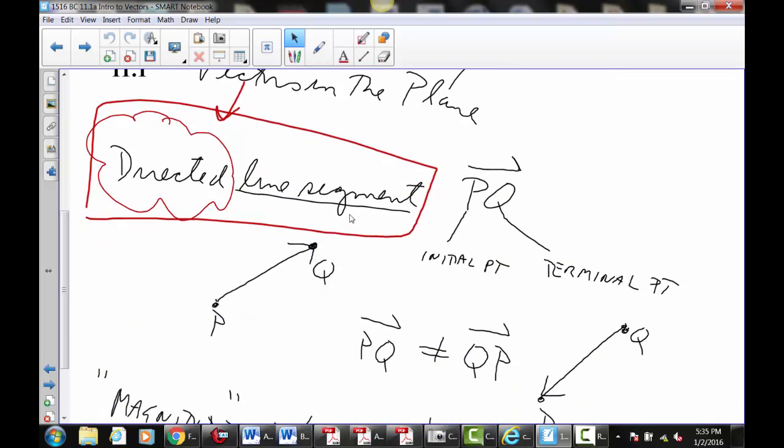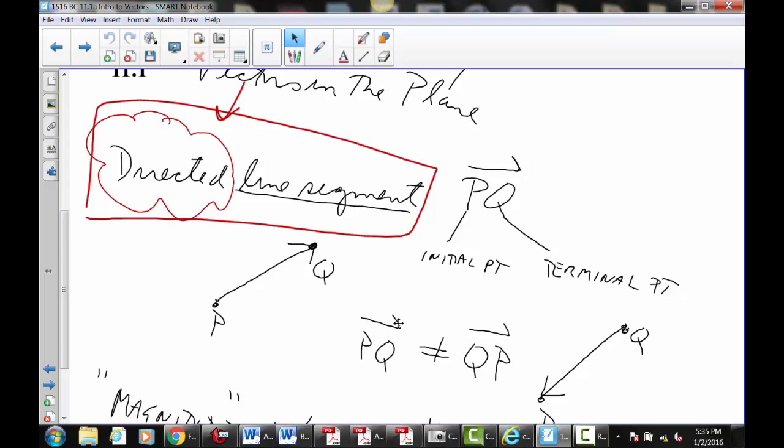A vector basically is a directed line segment. It does have a particular length. It's not a ray. That arrow does not imply that it goes on forever. The arrow simply implies that P is the initial point and Q is the terminal point. So it has a particular length, but it also has a particular direction.